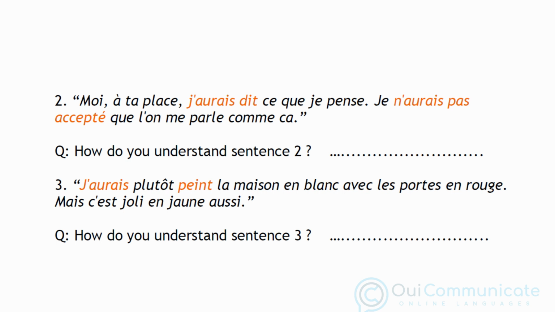Example 3. J'aurais plutôt peint la maison en blanc avec les portes en rouge. Mais c'est joli en jaune aussi. How should we understand sentence 3? In your place, I would have painted the house in white, with the doors in red. But it's pretty in yellow also.